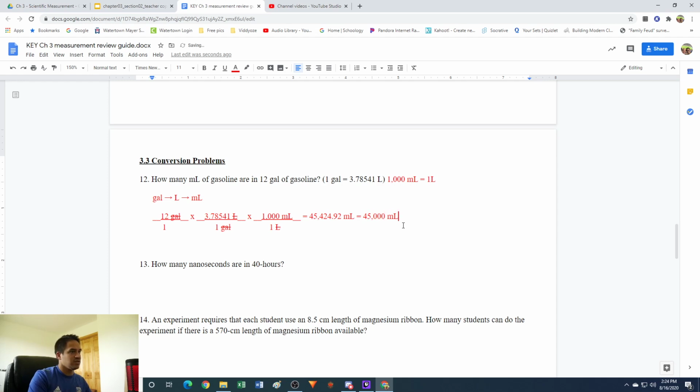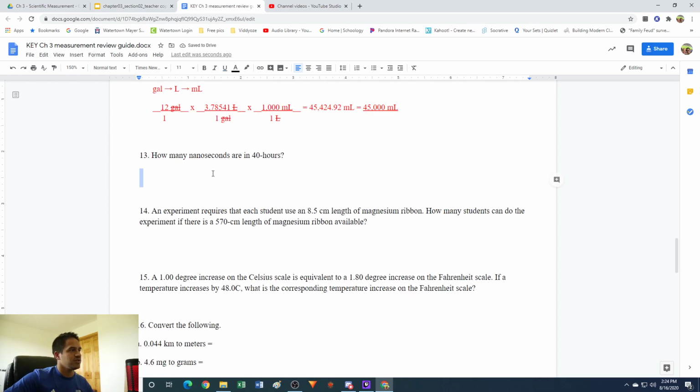45,000 milliliters. Okay, that's 2 sig figs. 4 and the 5 are the 2 sig figs. The zeros don't count because there's no decimal and they're not sandwiched between anything. So there's our final answer, 45,000 milliliters.